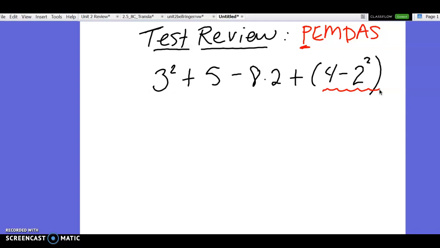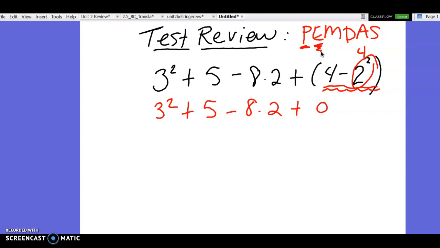We're going to go through the work. So I'm going to recopy everything else that isn't parentheses, and now I'm going to take what's in parentheses, I'm going to simplify. Now inside these parentheses we have to do order of operations, so I have to do the exponent. So 2 squared is 4, and then I do 4 minus 4, and that gives me 0. The next thing I want to do is my exponents that weren't in the parentheses, so I'm going to take this 3 squared and make it 9. So I have 9 plus 5 minus 8 times 2. I don't need to write the plus 0 on the end.